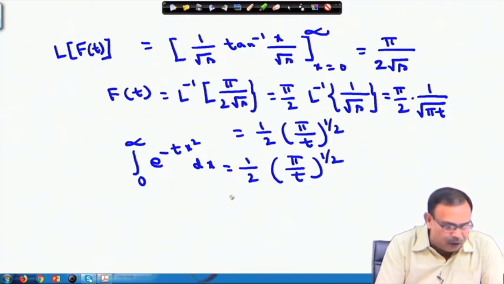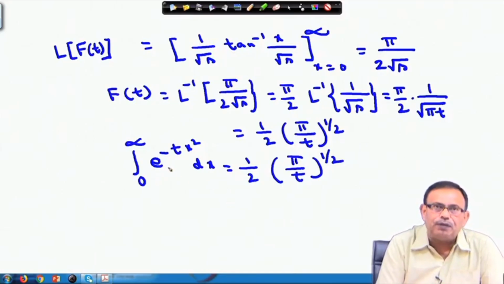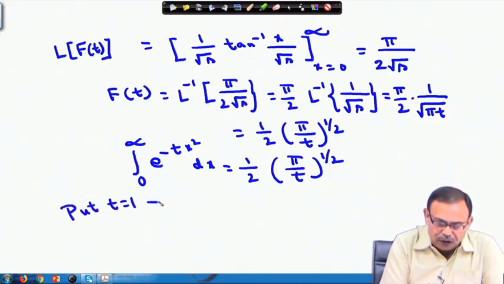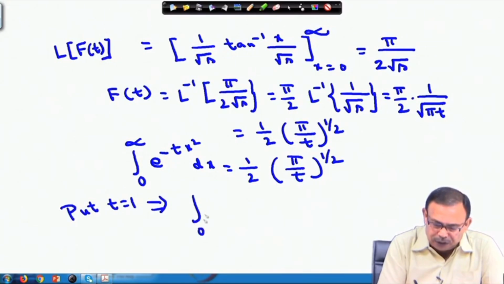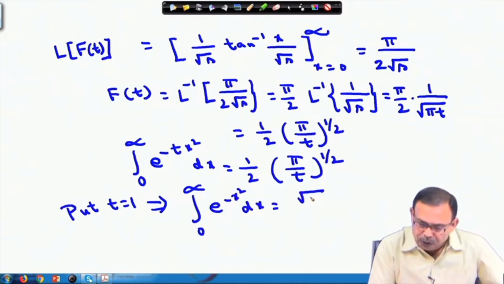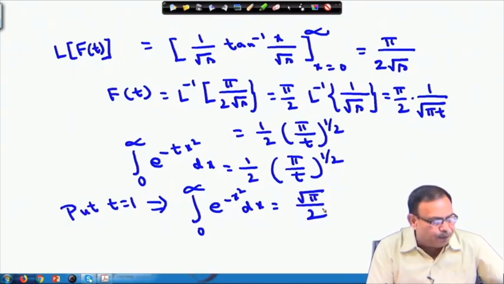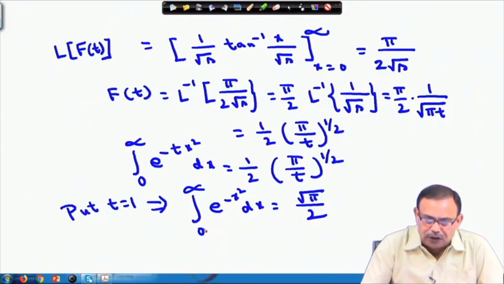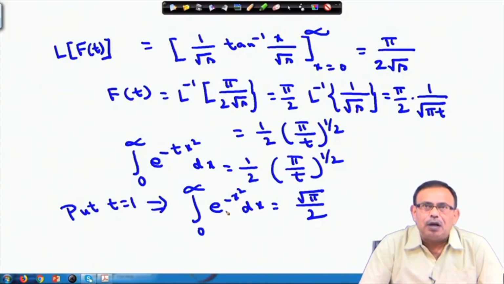And what you have to evaluate? You have to evaluate the integral from 0 to infinity of e power minus x square dx. So if I put t equals 1, then from here I will obtain the integral from 0 to infinity of e power minus x square dx, which is equal to root pi by 2. Therefore, the value of this integral at t equals 1 is root pi by 2.